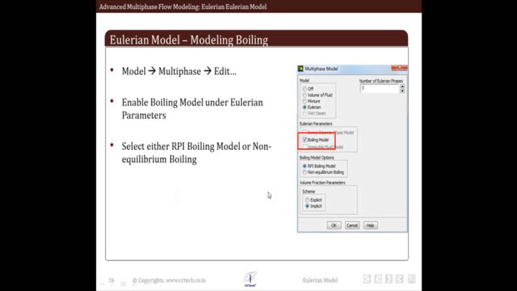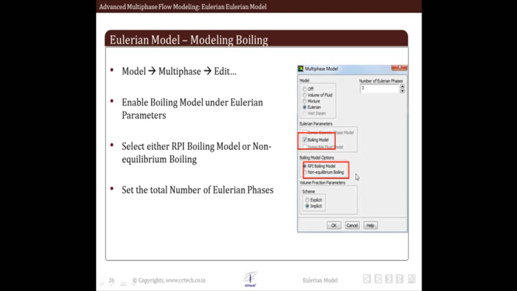After selecting this, we select the RPI boiling model or the non-equilibrium model. These are the two options that are available while using the boiling model. We also set the total number of phases. We can include as many phases as are present in our problem. Now this is how we activate the boiling model.